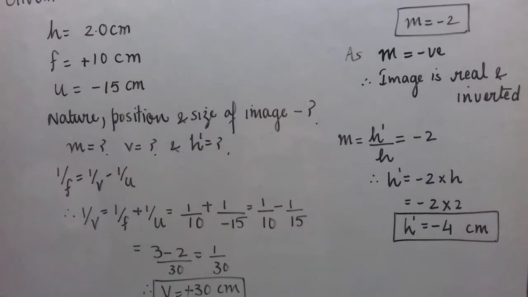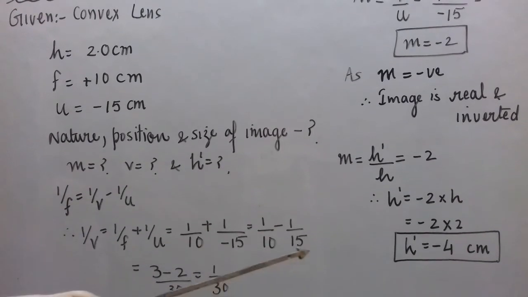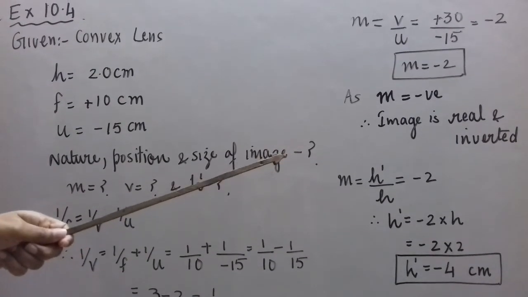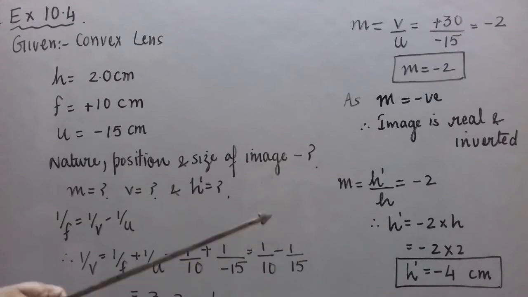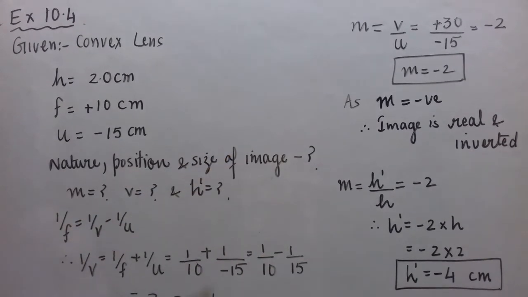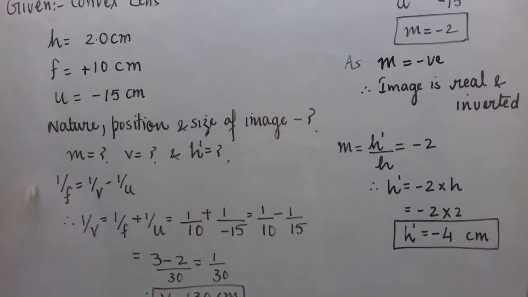We have done 4 numericals. You have seen that whenever the image is inverted, the height is negative. The image is real and inverted. When the height of the image is positive, the image is virtual and erect. I hope this is clear to you.